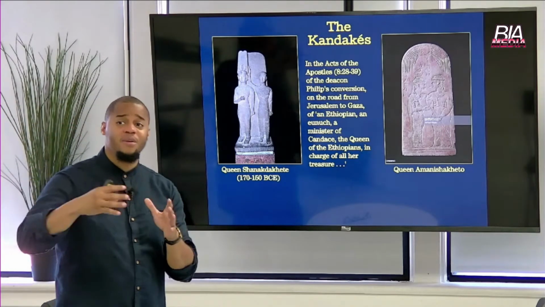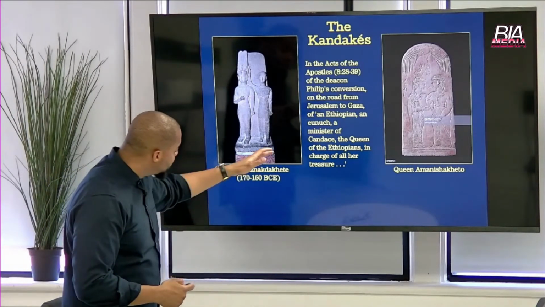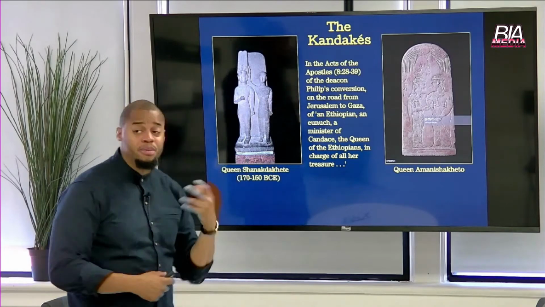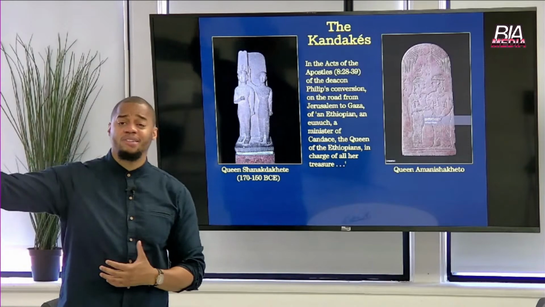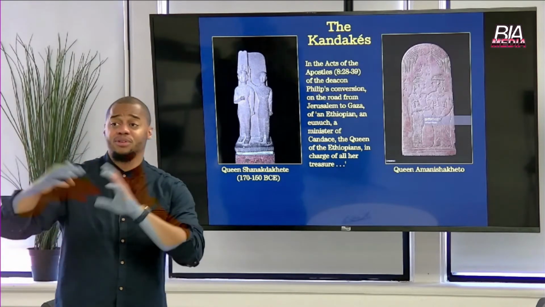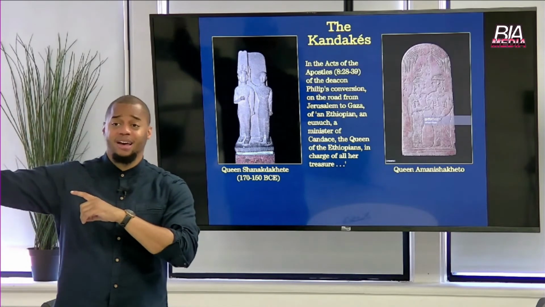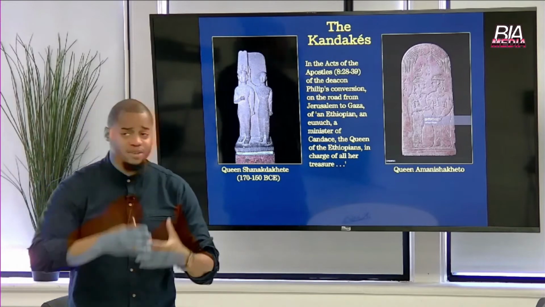She had so much power and influence that apparently the minister in charge of her treasures was doing business in Palestine, which means she had a reach going all the way into Western Asia. That's how much power this woman exercised, that she had people doing her business all the way in Palestine. And one of her ministers got converted to Christianity. So very important to point that out.